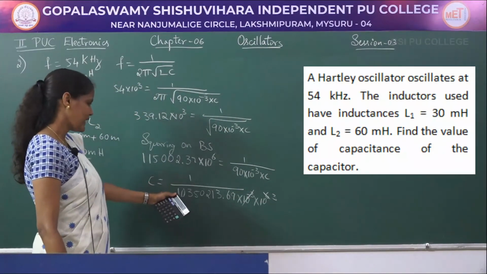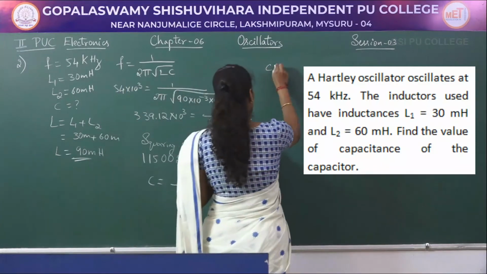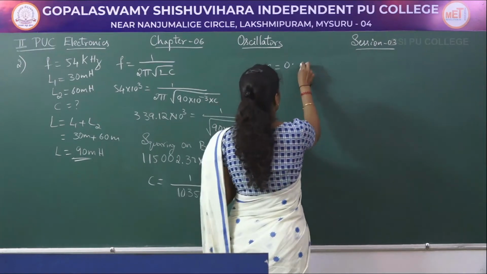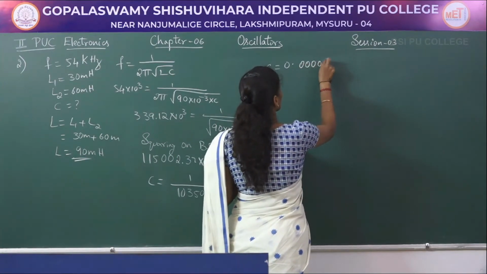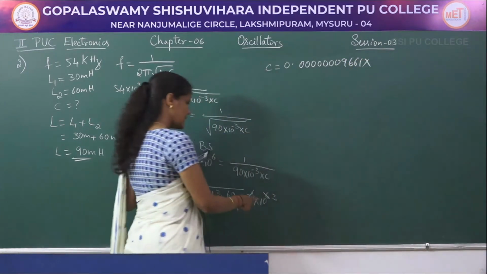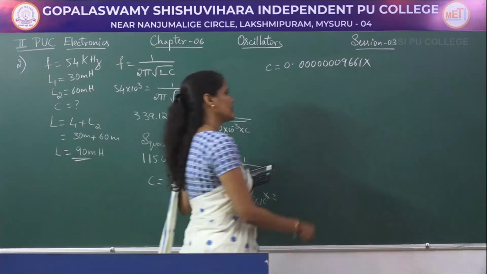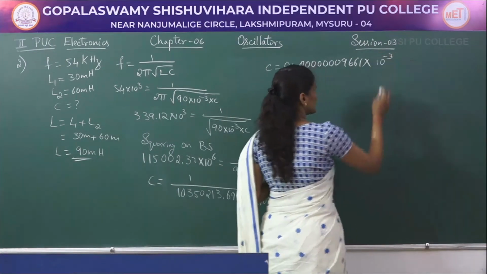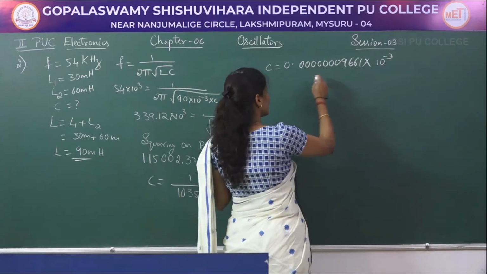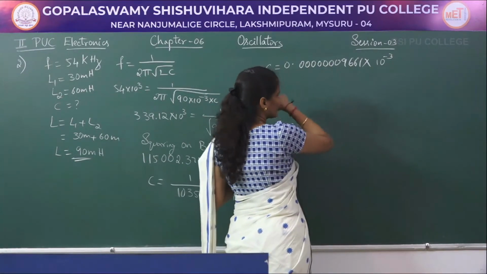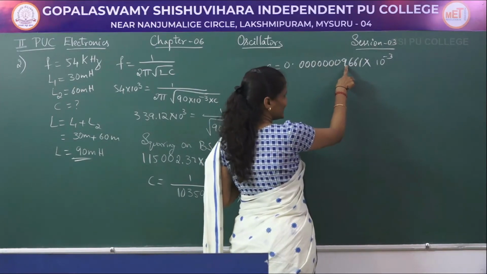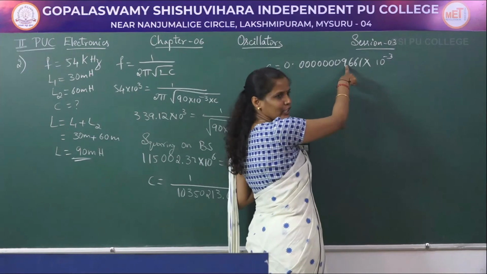So 1 divided by this value gives me C is equal to 0 point followed by 1, 2, 3, 4, 5, 6, 7 zeros, 9661 into 10 to the power of plus 3 is in the denominator. When it goes to the numerator, its value is equal to 10 to the power of minus 3. Now let me shift this point towards the right. So 10 power minus 3 is already there. 1, 2, 3, 4, 5, 6, 7, 8. 8 plus 3 gives me 11.